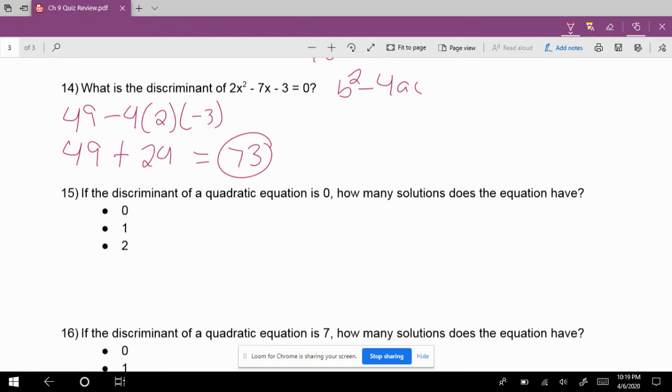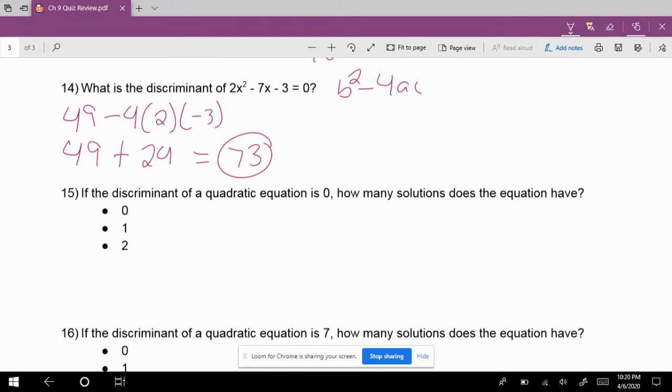All right, so when asking how many solutions that would give, you have to think about where that placement is in the quadratic formula. It's underneath the radical. So all you've got to do is figure out, once you find the discriminant, if you took the square root of it, how many answers would you get? So for example, if we were asked to do that on 14, the square root of 73 is a decimal, but it would be positive that decimal and negative that decimal. So that's two solutions.